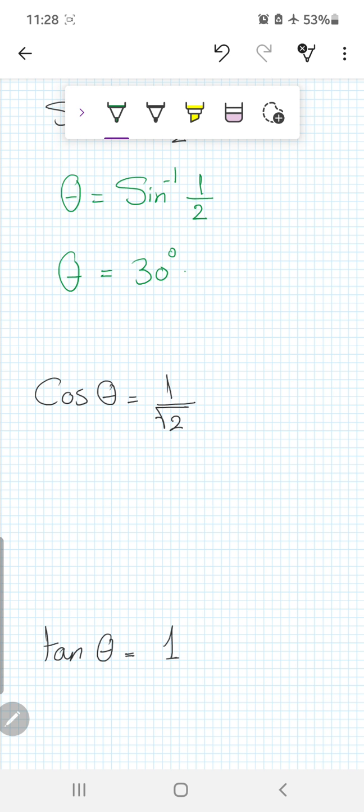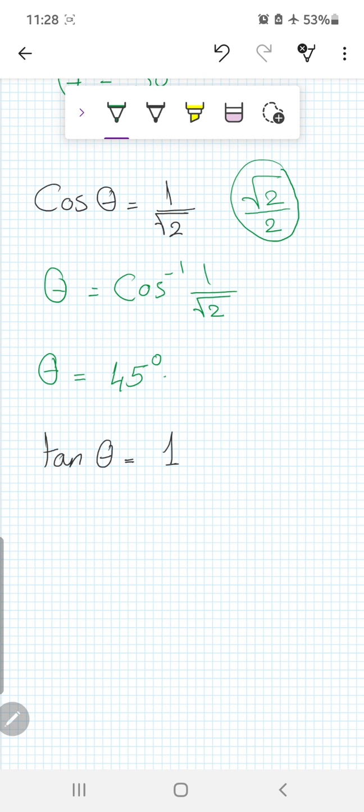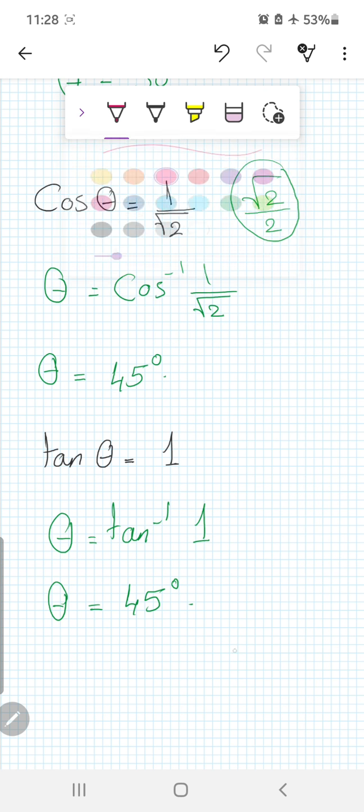Another one: cosine theta equals 1 over root 2. We want to get the value of theta, so theta equals cosine minus 1 of 1 over root 2. Press on your calculator, and theta will be 45 degrees. Also check in your calculator cosine 45, it will be root 2 over 2, because the calculator gives the value in the simplest form. Okay, here tan theta equals 1, so theta equals tan minus 1 of 1. So we get the value of theta, which is 45 degrees. Okay, we have other examples.